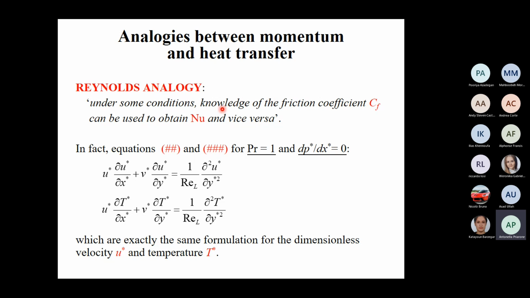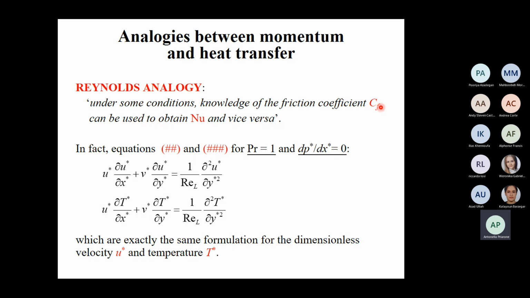Why is this Reynolds analogy interesting and important? The Reynolds analogy allows us, in some particular cases, to obtain the knowledge of the Nusselt number from the knowledge of the friction coefficient CF. That means that in such cases, if I'm able to measure the CF coefficient, I can deduce the Nusselt number from the knowledge of CF.